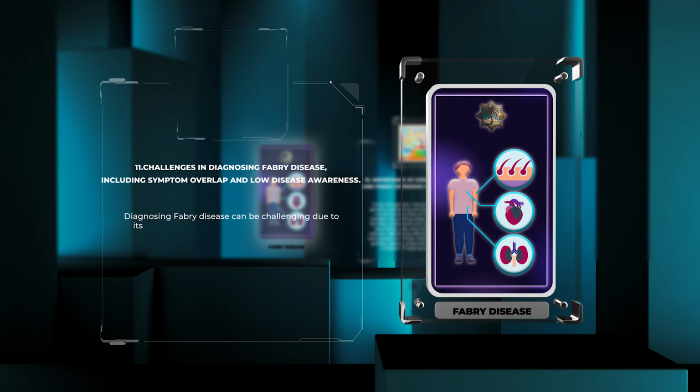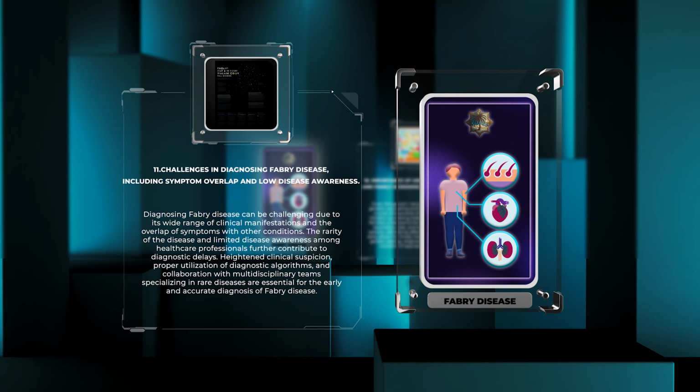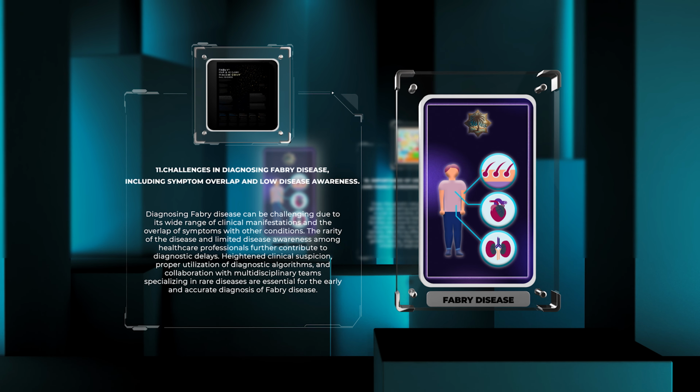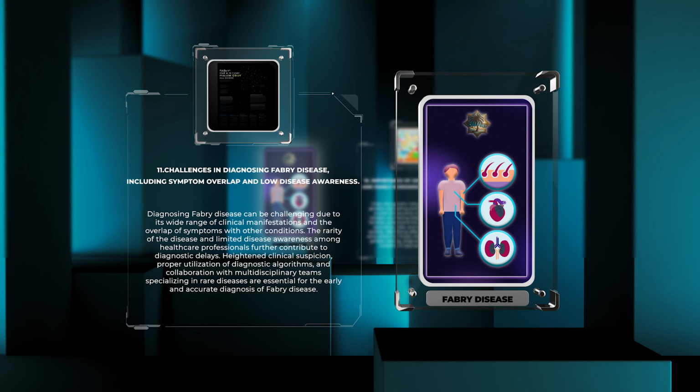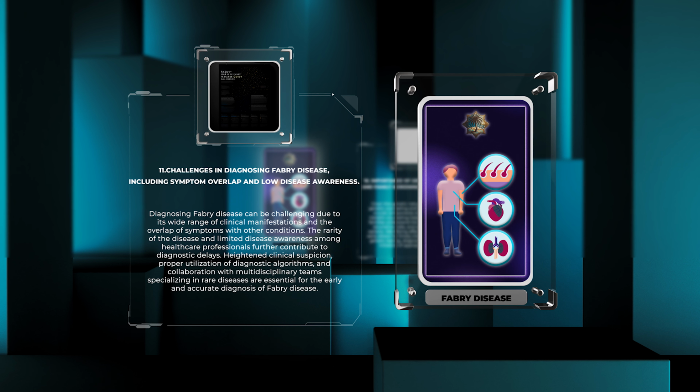Diagnosing Fabry disease can be challenging due to its wide range of clinical manifestations and the overlap of symptoms with other conditions. The rarity of the disease and limited disease awareness among healthcare professionals further contribute to diagnostic delays. Heightened clinical suspicion, proper utilization of diagnostic algorithms, and collaboration with multidisciplinary teams specializing in rare diseases are essential for the early and accurate diagnosis of Fabry disease.